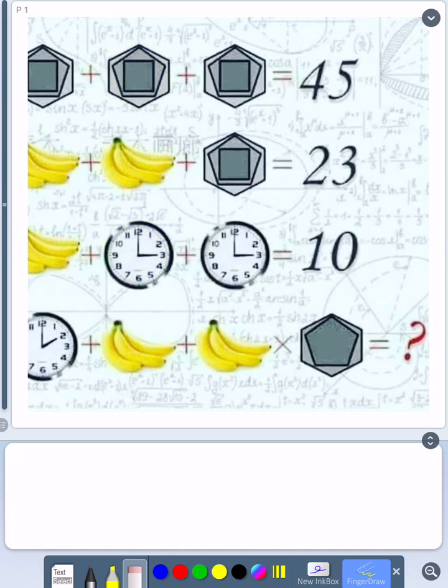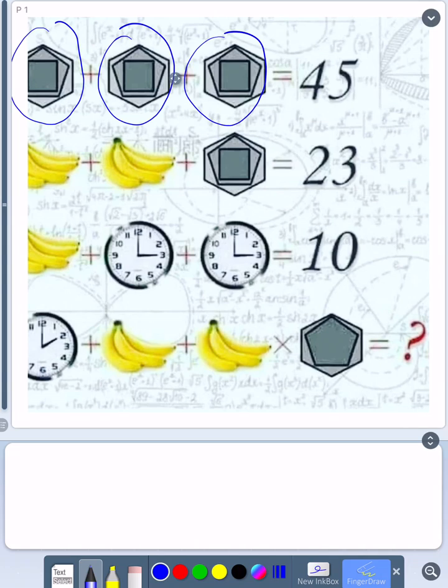Okay, so if you look at the first line here, we have three similar shapes. The first shape here is made up of a hexagon, pentagon, and a square, and they equal 45. This is quite straightforward. If three of the same shape equals 45, one shape will be 15, because 45 divided by 3. So each of these is basically 15. We have established that, right?